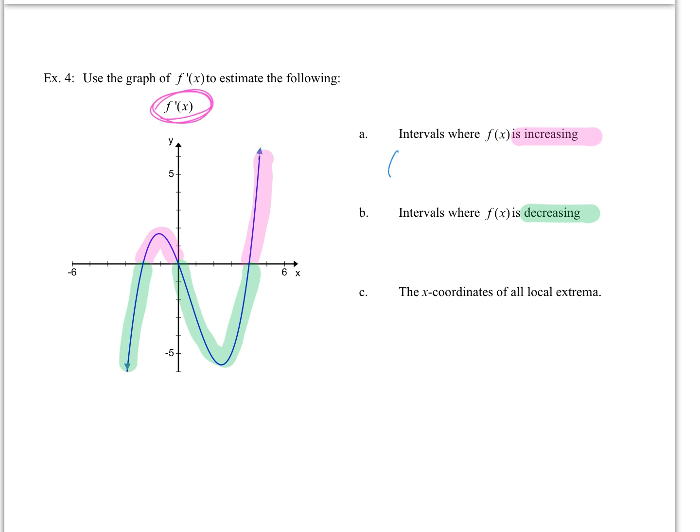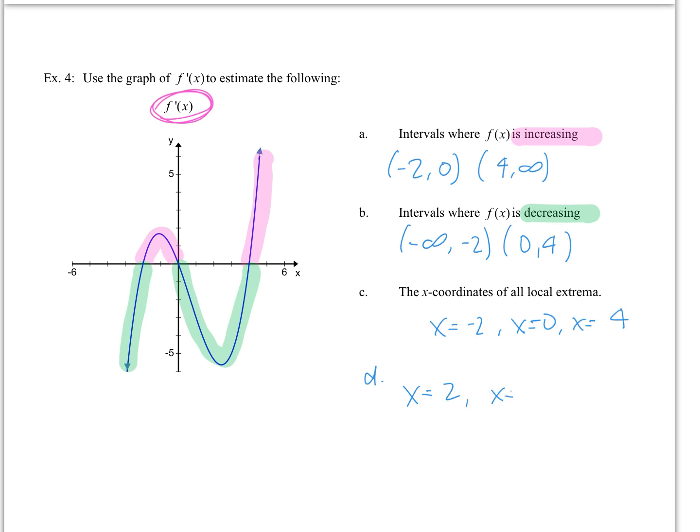It's increasing from -2 to 0, along with 4 to infinity. It's decreasing from -infinity to -2, along with 0 to 4. The x-coordinates of the local extrema are at -2, 0, and 4. And then somehow mine doesn't have it typed on, but I know yours says the x-coordinates of the point of inflection. That would happen at 2 and at -1.